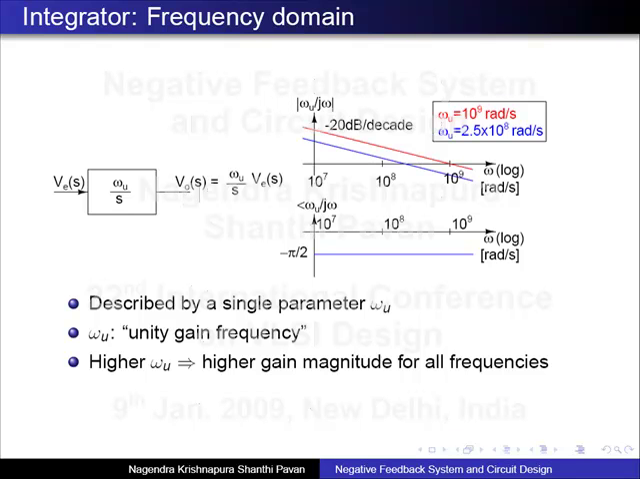Okay. So this gives you the significance of omega u in the frequency domain. And what does higher omega u mean here in the frequency domain? It means that it has higher gain for all frequencies, right? The red curve is above the blue curve always. So higher omega u means faster ramp up in the time domain and a higher gain in the frequency domain. Is it okay?